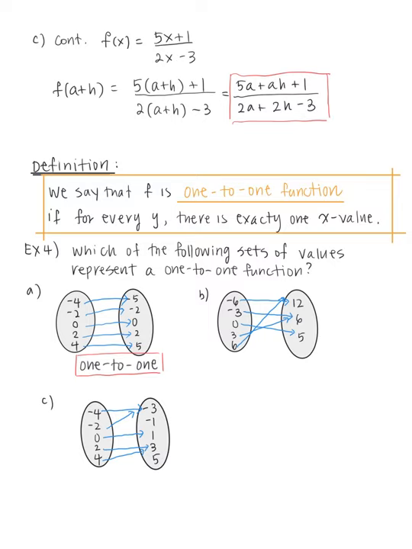Okay, so I'm just going to write it as not one-to-one, because 12 goes to negative 6 and 6. All right, so let me just box that.